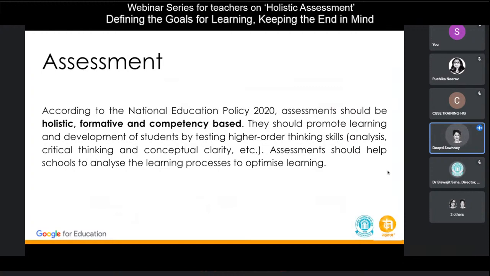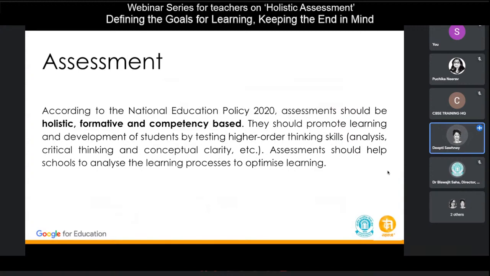Formative is such an amazing assessment way that the name itself says you're giving constructive feedback, you're helping the child, you're supporting the child. It's not about the marks, it's about my learning. So all of that comes through this beautiful word, formative.